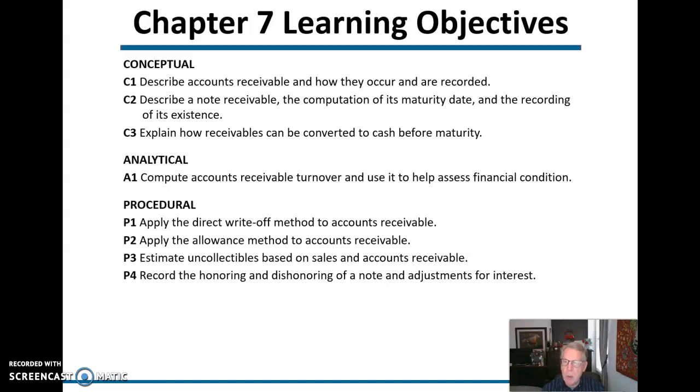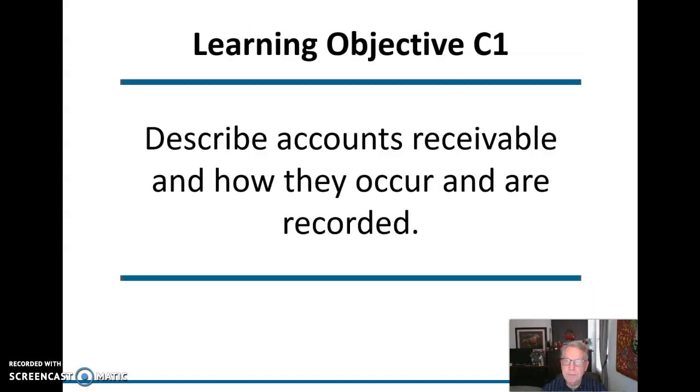But in this chapter, we're going to look at the direct write-off method and see why it is not acceptable under generally accepted accounting principles, and where the allowance method is. So, as usual, we'll take a look at some adjustments for that, and also at the end, we'll take a look at our analytical metrics.